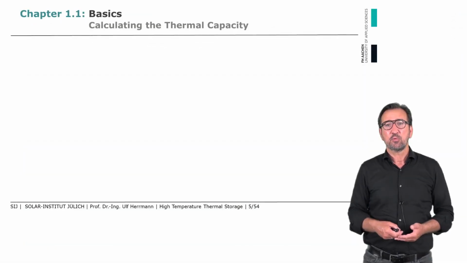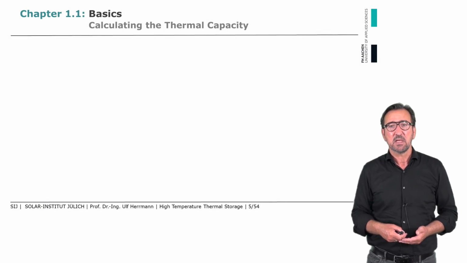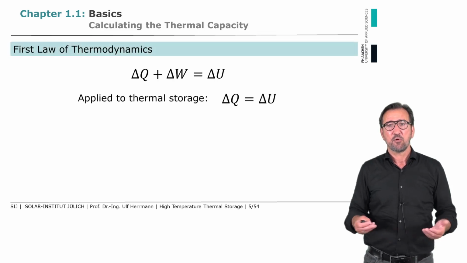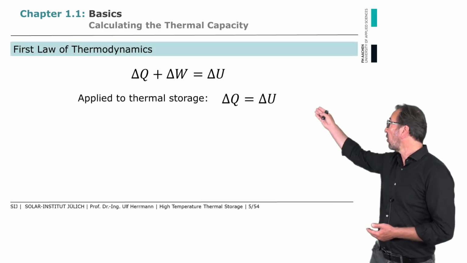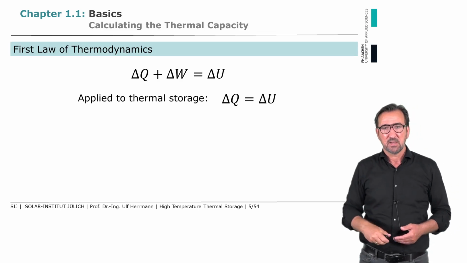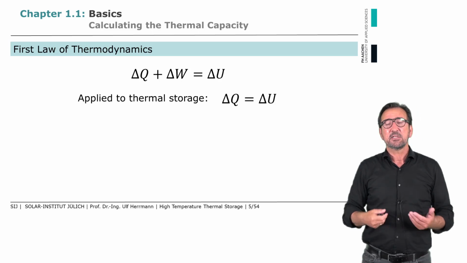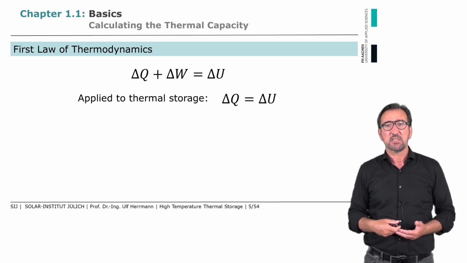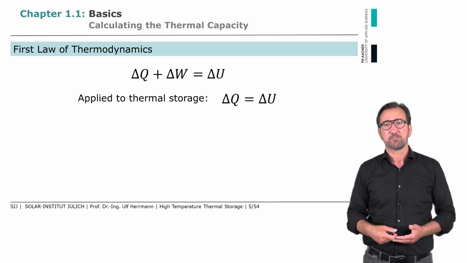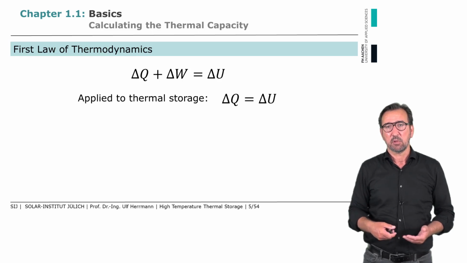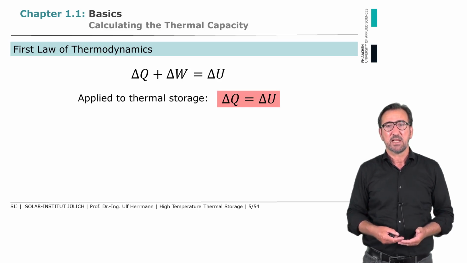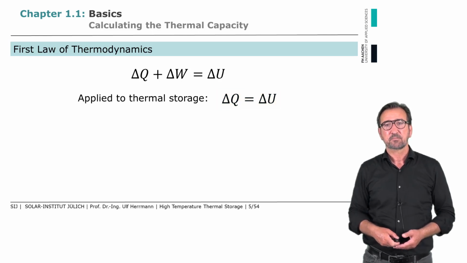Let us now turn to the basic thermodynamic equations, which are relatively simple for a thermal storage. First, of course, there is the first law of thermodynamics. This law says that the addition or removal of heat and work changes the internal energy of the medium to the same degree. Since no work is done in a thermal storage, the equation reduces to delta Q equals delta U, and delta U stands for the change in internal energy.